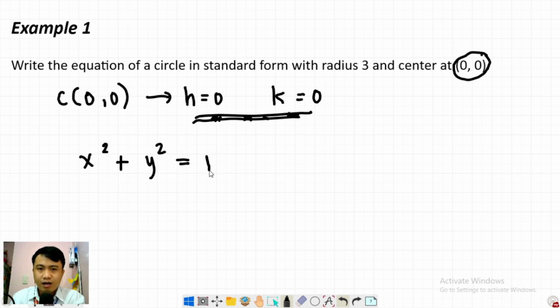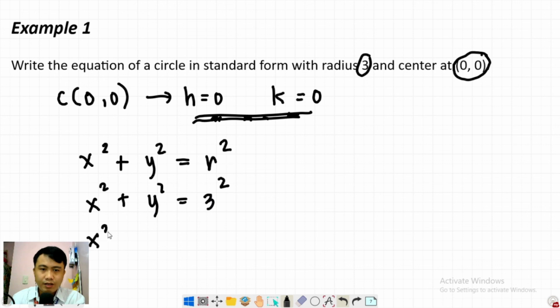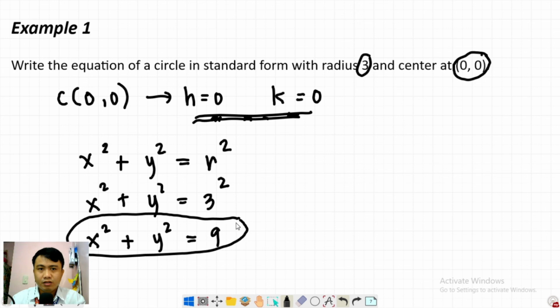So, equal yan sa r squared. Ano ba yung value ng r? R is 3. I-plug in nyo na lang yung value ng r. So, r is 3. So, 3 squared na yan. So, x squared plus y squared is, 3 squared is 9. Ganun lang po. So, this is the equation of the circle on example number 1. Ganun lang kadali. Napakadali, di ba?